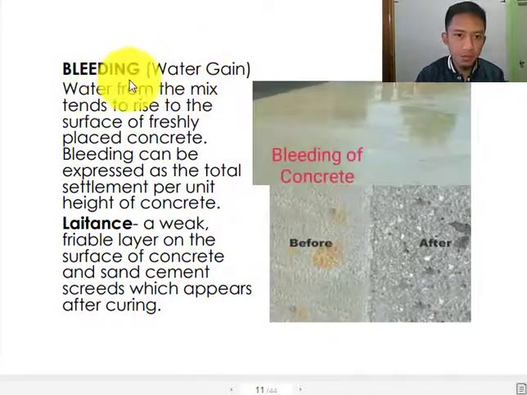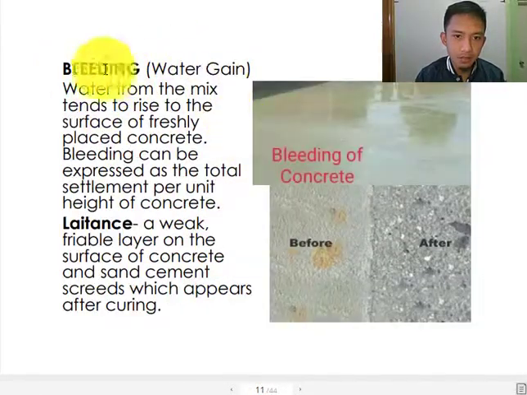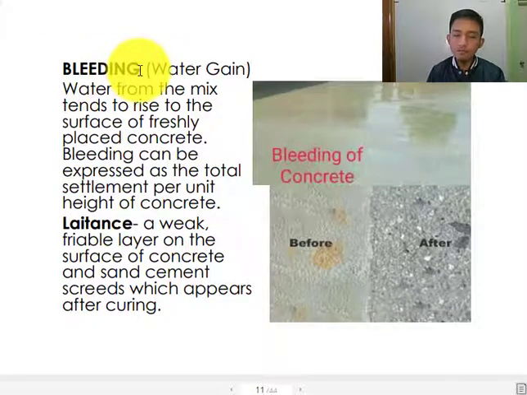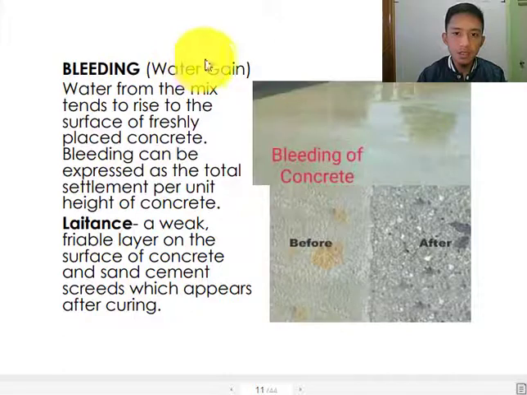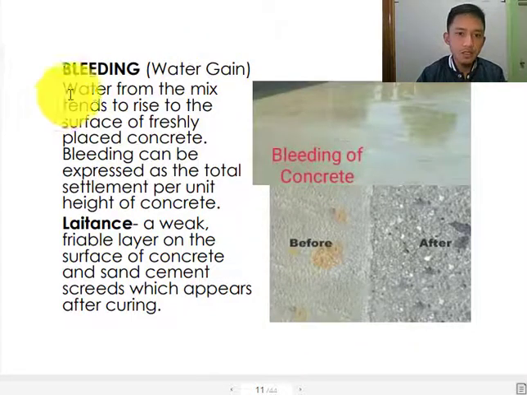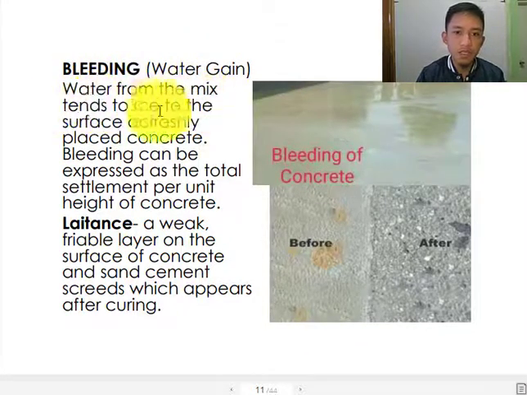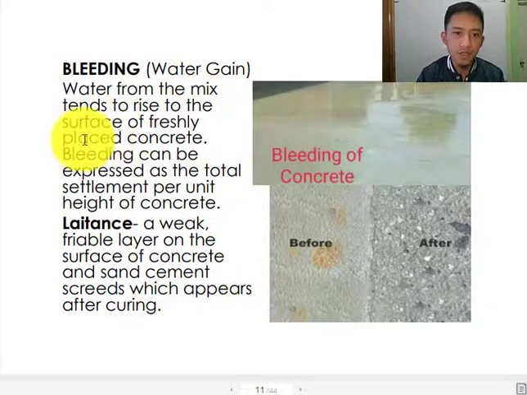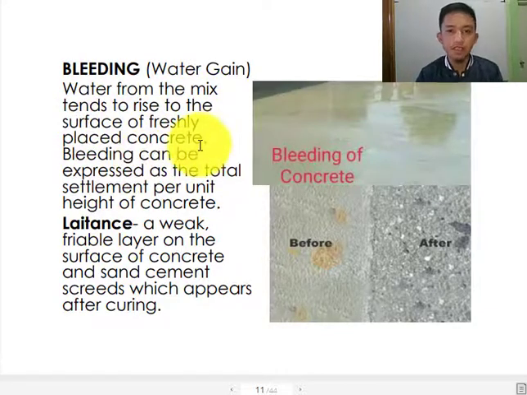Okay, now we have here another important term, bleeding. We know that one as the water gain. Water gain means that there will be an excess of water beyond the supposed ratio of water. So water from the mix tends to rise to the surface of the freshly placed concrete. So that is bleeding.